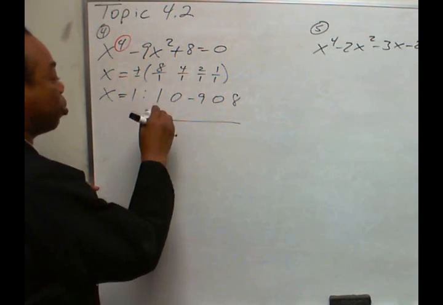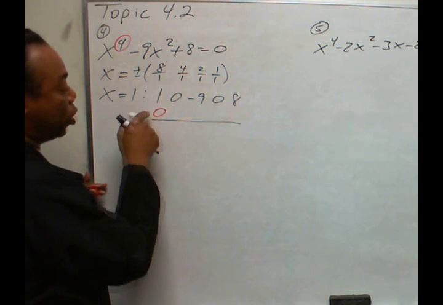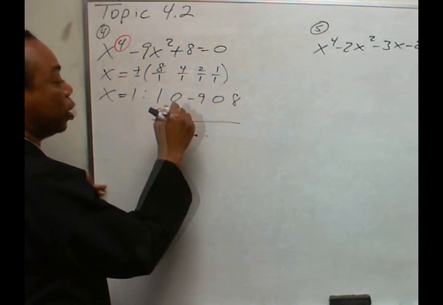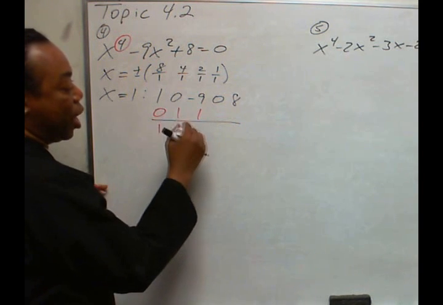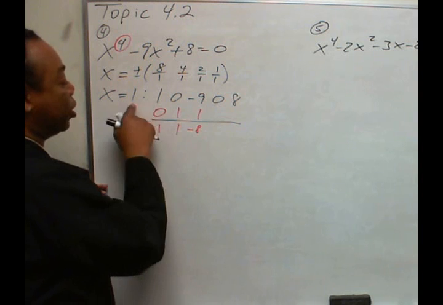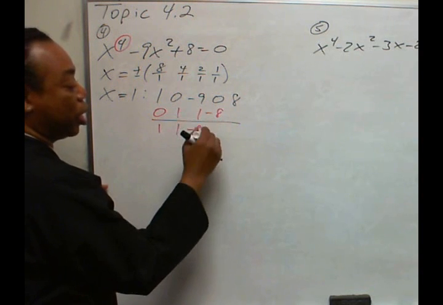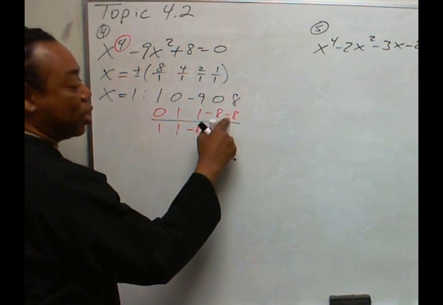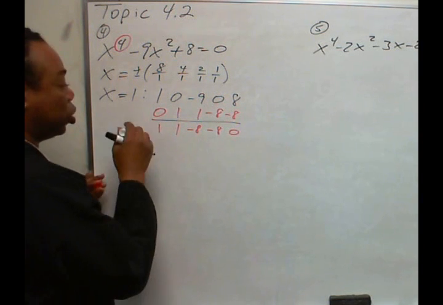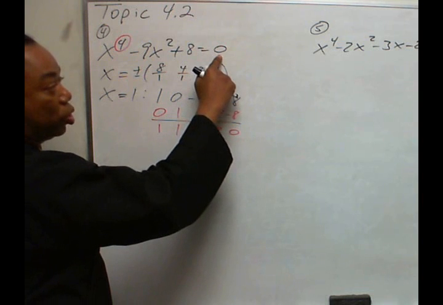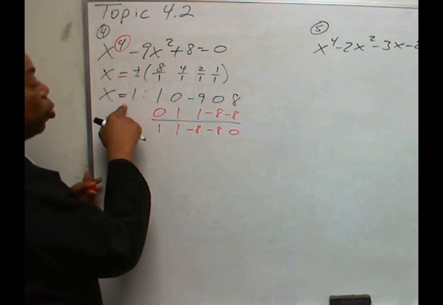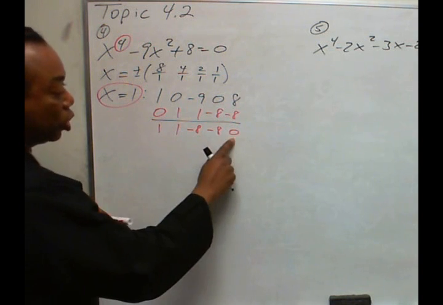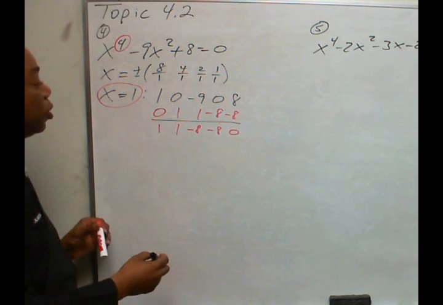Okay, now let's start the process. We put 0 here, we add these. 1 and 0 is 1. 1 times 1 is 1. 0 and 1 is 1. 1 times 1 is 1. -9 and 1 is -8. -8 times 1 is -8. 0 and -8 is -8. -8 times 1 is -8. And 8 and -8 is 0. So, since we got a 0, x equals 1 is a solution. Or, we should say 0 is the final evaluation for this.